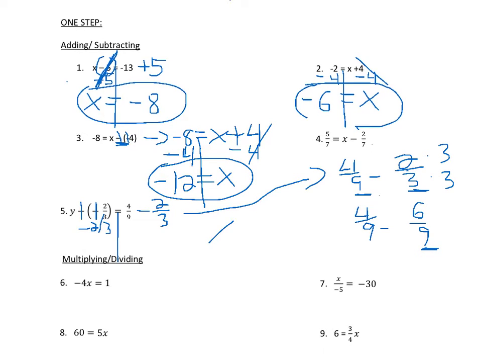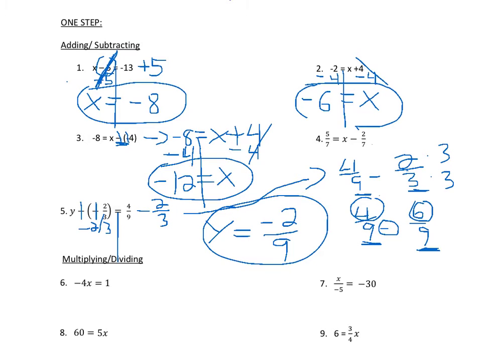So now I'm going to have y equals, I'm going to have that same denominator of 9 because these are both the same here. And then 4 minus 6, well, that gives me -2. So my answer is -2/9. Okay, let's keep going here.